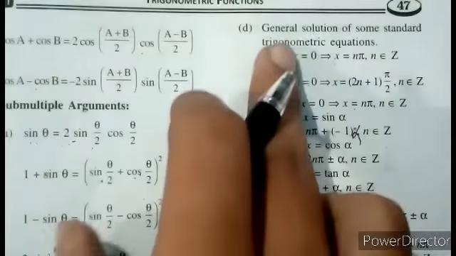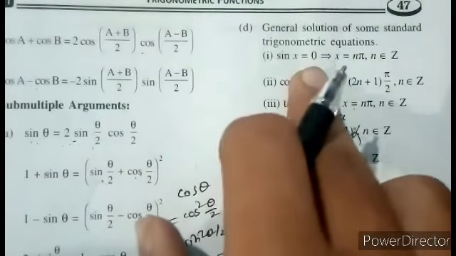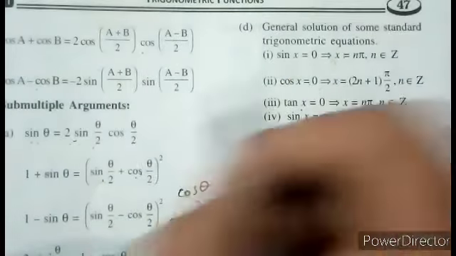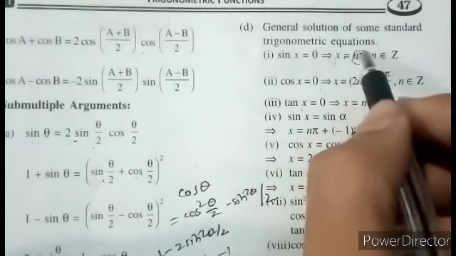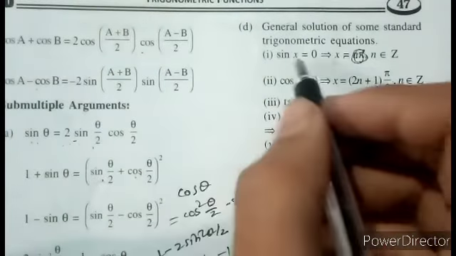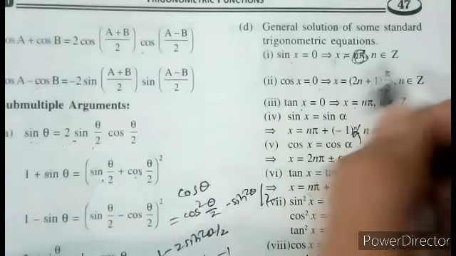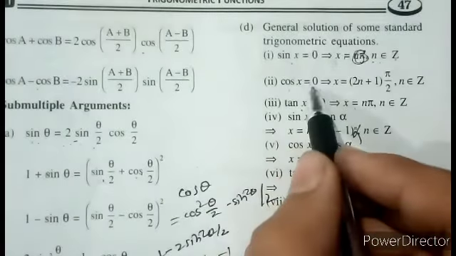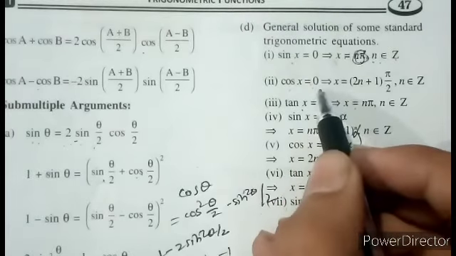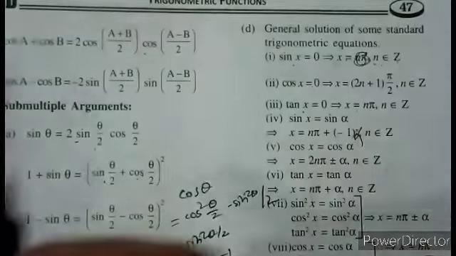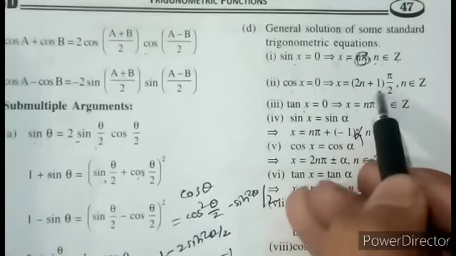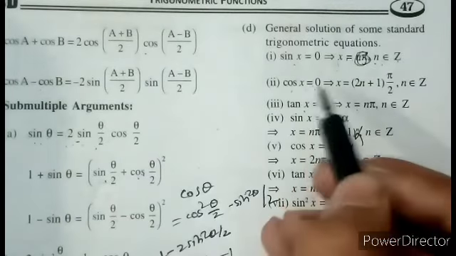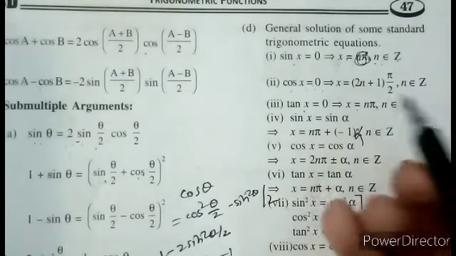Okay, so the general solutions of some standard trigonometric functions. Where sin x is equal to 0, that is x is equal to n pi, because all the sin values of n pi are 0, where n belongs to Z. Cos x is equal to 0: all the values of x are (2n plus 1) pi by 2. For these angles, all the cos values are 0.